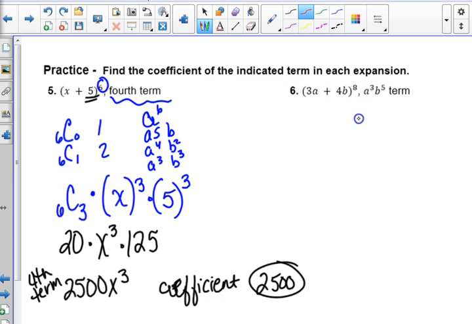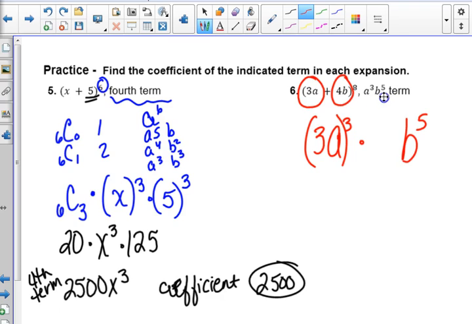All right, ready to try another one? Okay, this one is phrased differently. It says, which term would have an A3 and a B5? Well, what had to come with an A3? It had to be a 3A to the 3rd, right? What had to come with that B to the 5th? So there was a 4B to the 5th. How many did we start with? Power of 8. So this is 8C.